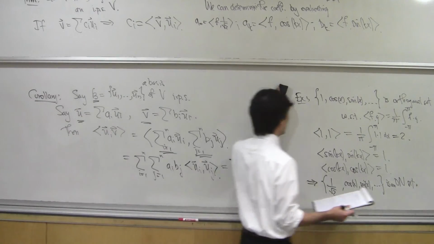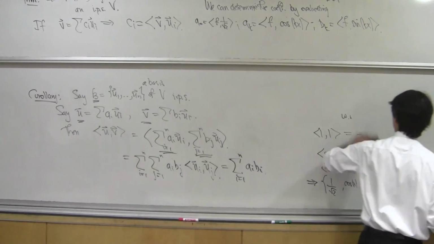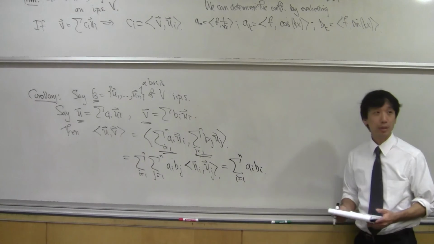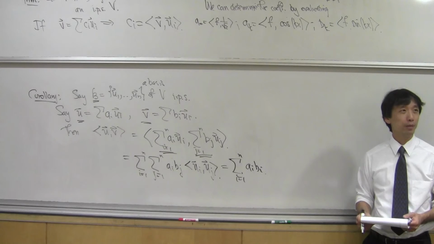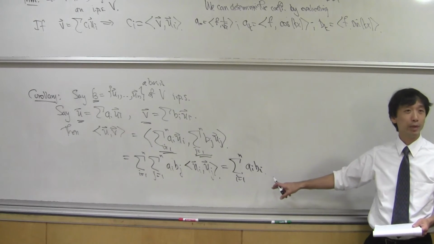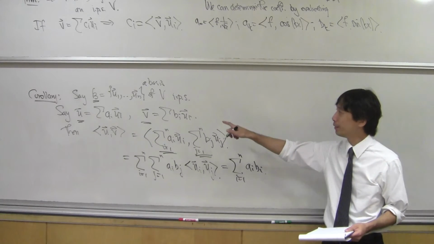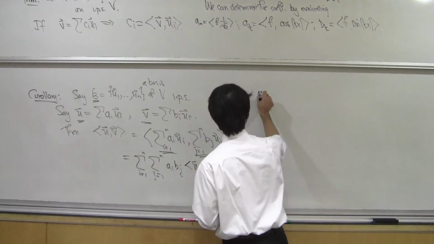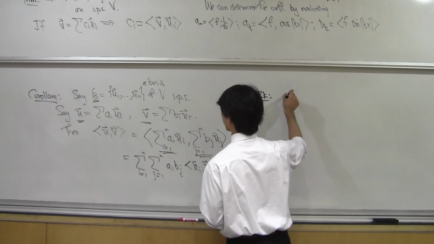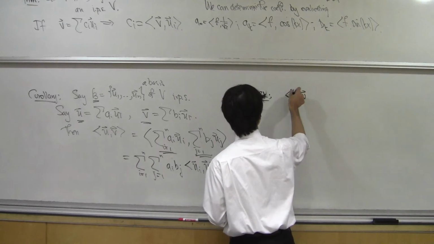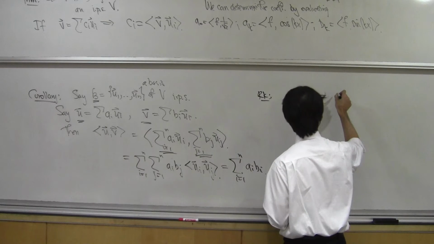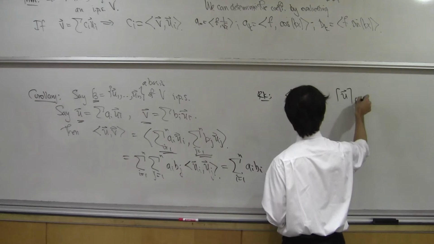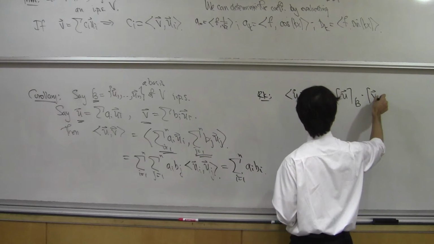Now you recognize what that is. AiBi is the dot product of two vectors. It's a dot product of the coordinate vectors of u and v. So notice that this u against v turns out to be the dot product of the coordinate vector of u against the coordinate vector of v.